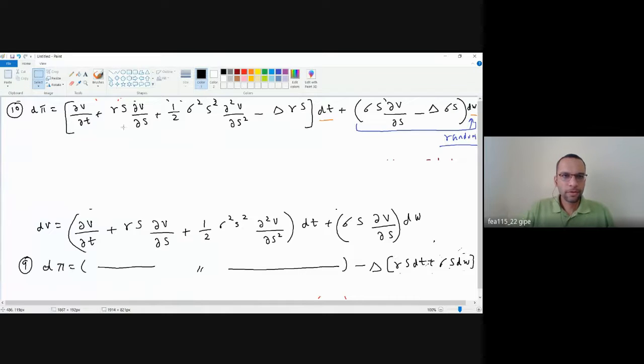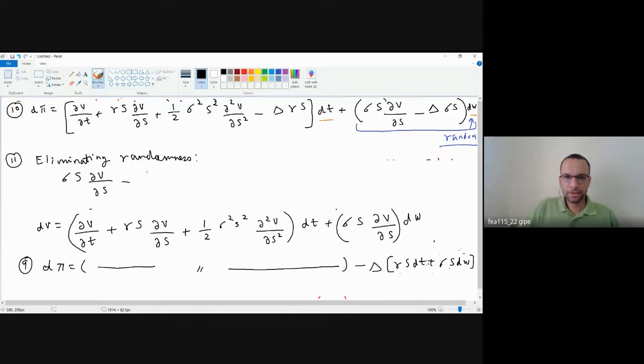Okay, so to eliminate randomness, I'll write only the dW part, nothing else. So I have σ S ∂V/∂S minus delta into σ S into dW. Now, there will be one unique value of delta which, if I choose, will make this portfolio riskless in nature. That is, I'll get rid of the dW term.